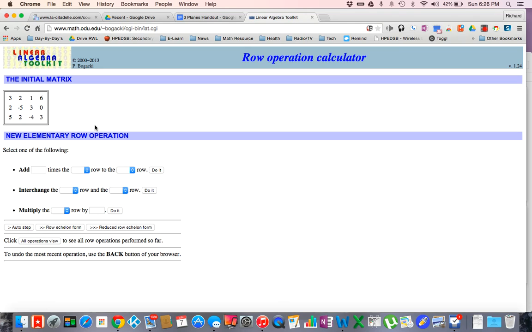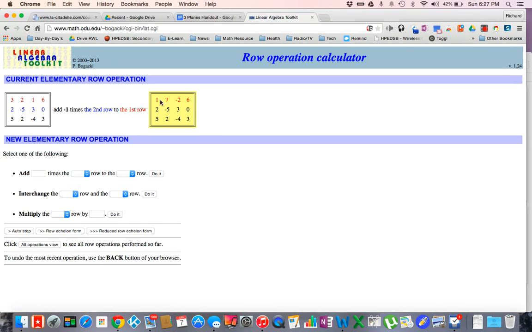In terms of operations, if I want to get a 1, I always want to start with a 1 right here where that 3 is. So what I could do is add the negative of the second row to the first row, and that would change that 3 to a 1. So I'm going to add negative 1 times row 2 to the first row. Do it, and there it is. Now I've got a 1.